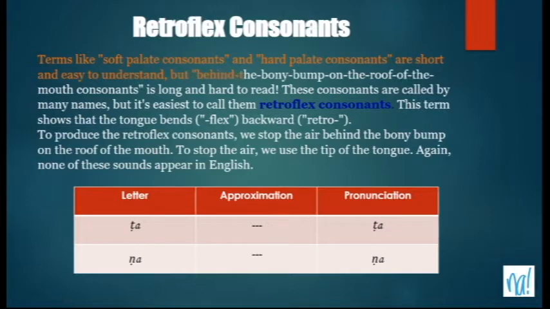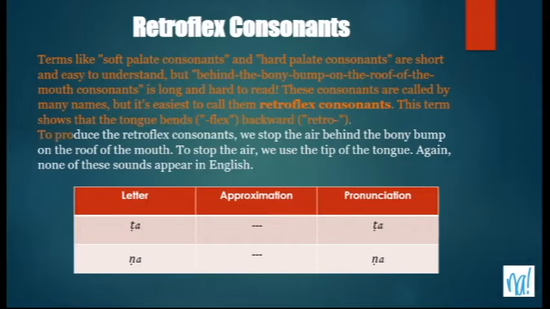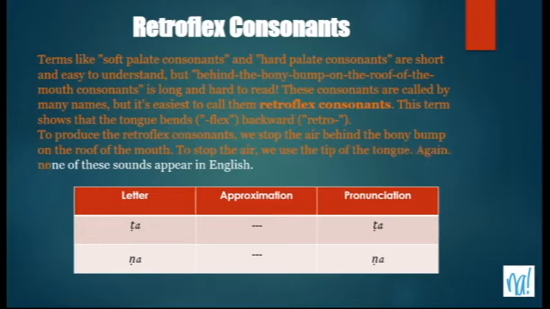Retroflex consonants. Terms like soft palate consonants and hard palate consonants are short and easy to understand, but behind the bony bump on the roof of the mouth consonants is long and hard to read. These consonants are called by many names, but it's easiest to call them retroflex consonants. This term shows that the tongue bends, flexes, backward, retro. To produce the retroflex consonants, we stop the air behind the bony bump on the roof of the mouth. To stop the air, we use the tip of the tongue. Again, none of these sounds appear in English.